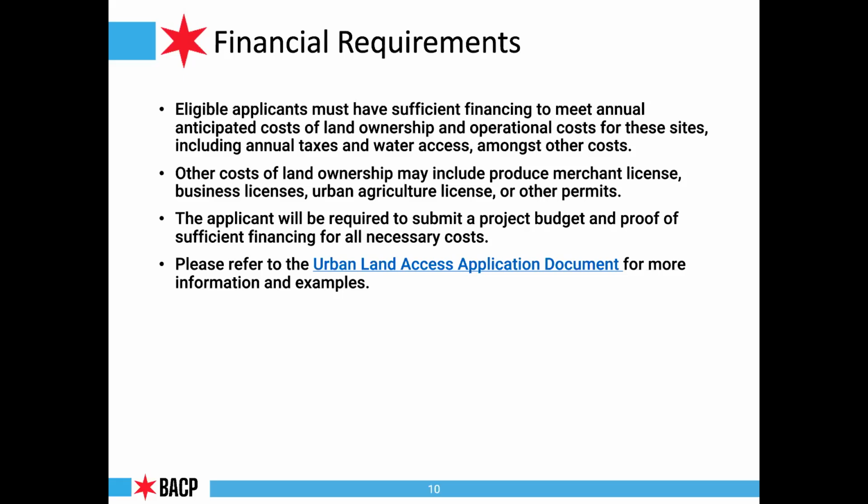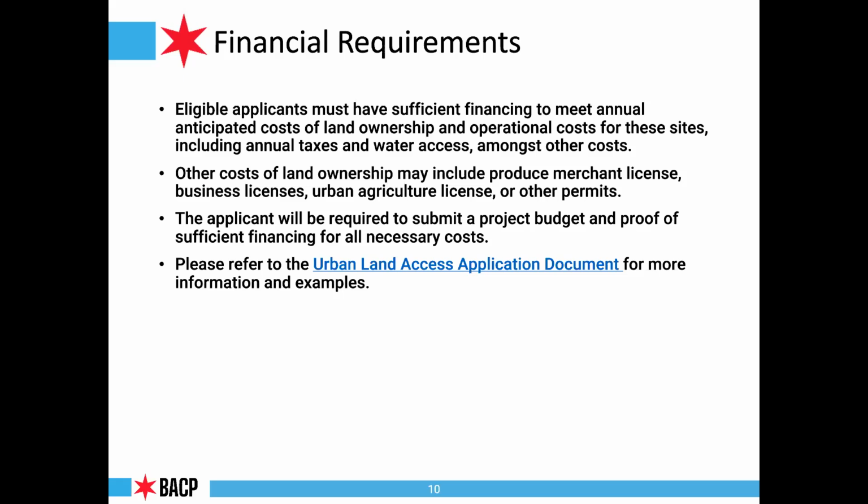The financial requirements for this program. The applicant should have sufficient financing to pay for the annual anticipated costs of land ownership in addition to the operational costs for the site. So again, that's going to be including your annual taxes and water access and the costs for water as well. So we really want to make sure that the applicant has all of the financing necessary to make sure that the site is functional and self-sustaining.